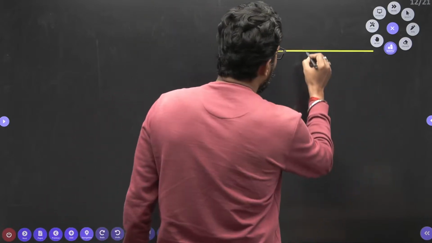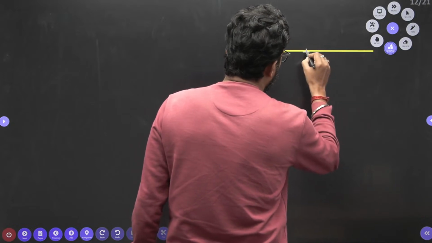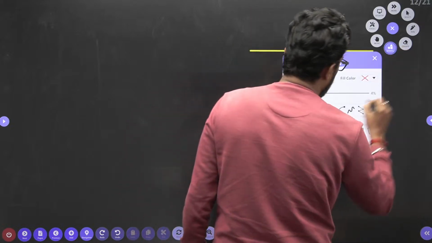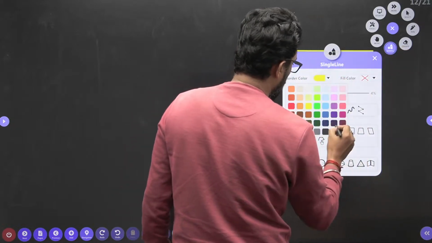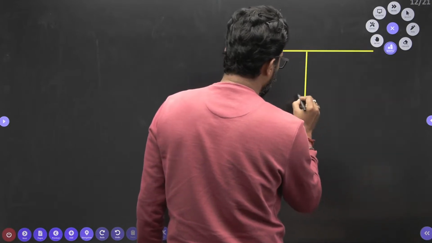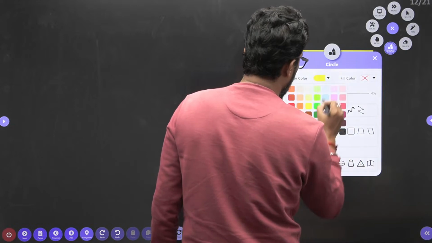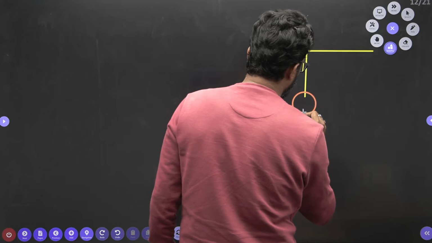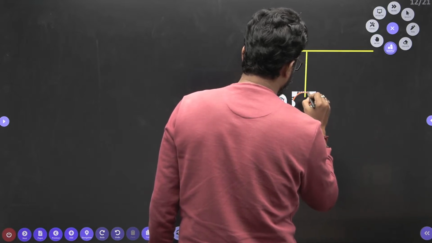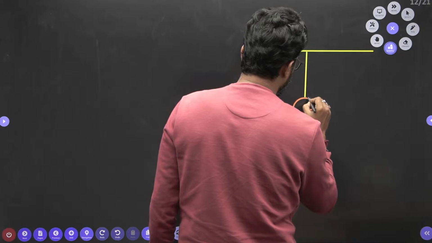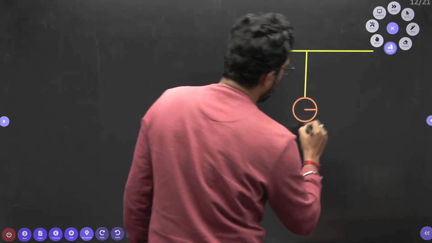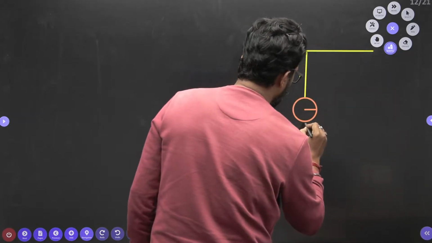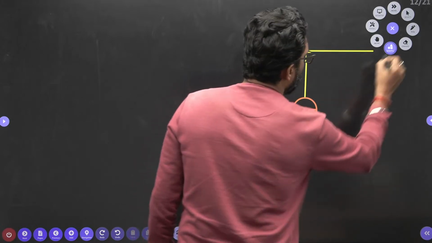Now in the supply line, we have to connect a valve. This is your valve, connected in the supply line. And this valve is further connected to the supply line.